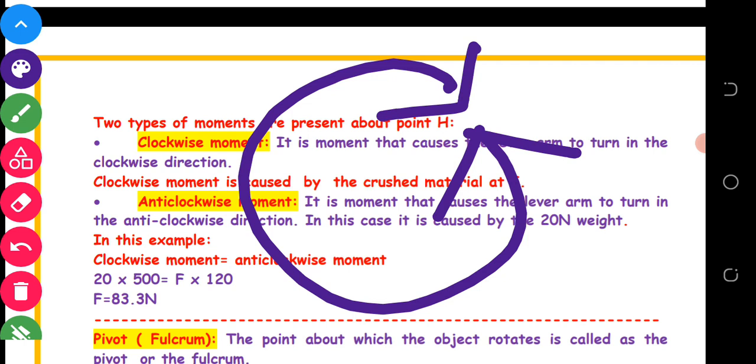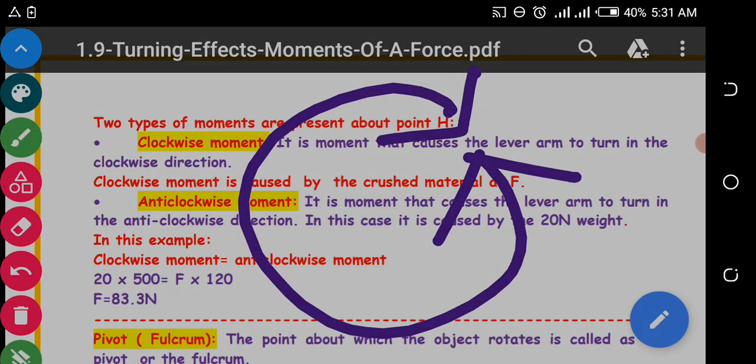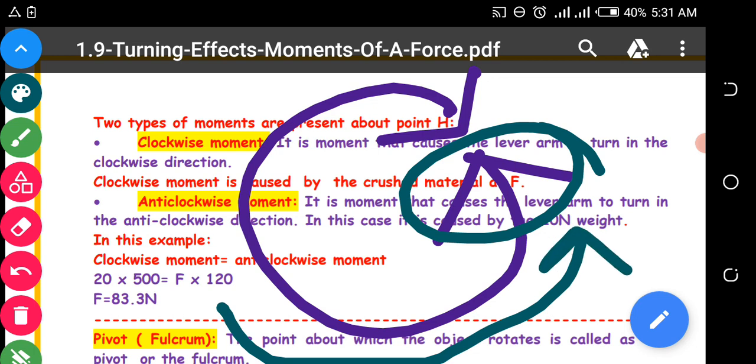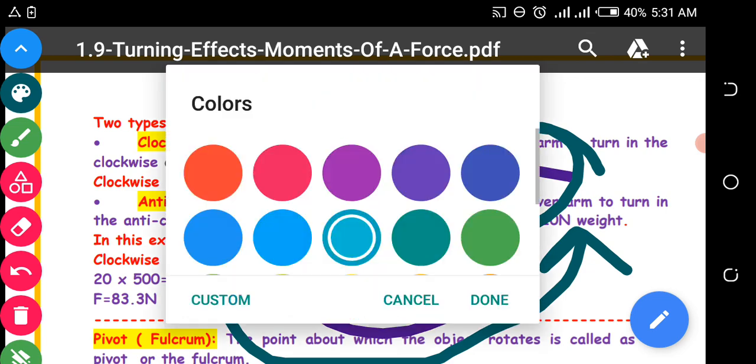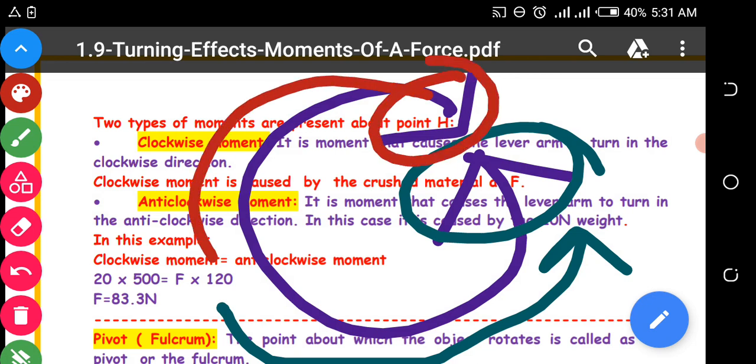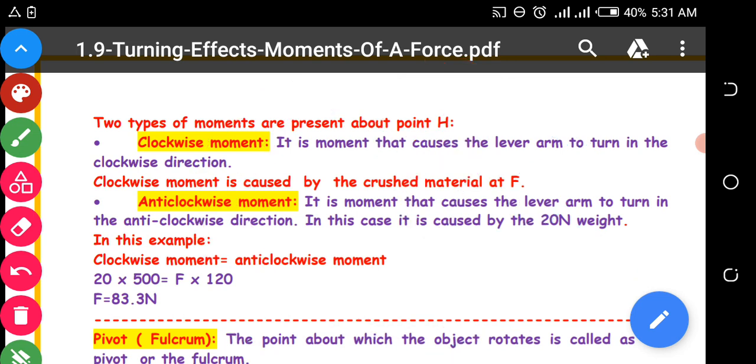The arrow that's going from left to right is the anti-clockwise direction. And then we have this other arrow going from right to left, that is the clockwise direction. So when we are dealing with moments, we should be able to identify the clockwise moments and the anti-clockwise moments.